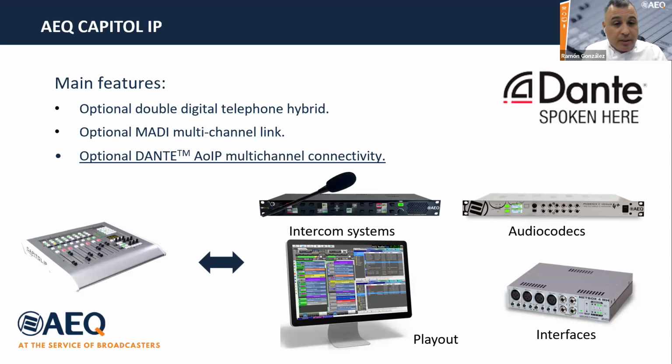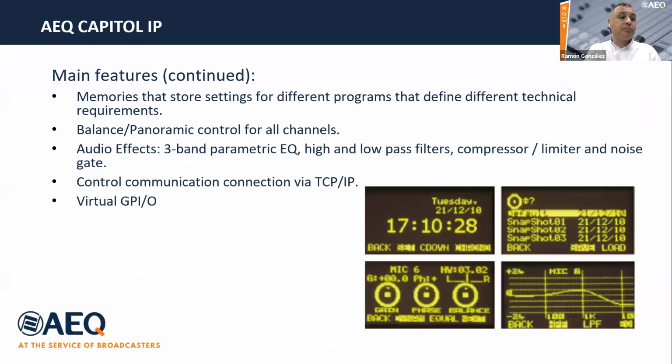But I want to mention something special, that because of Dante, the Capital IP could be integrated into other environments or other systems. For example, intercom system, audio codecs using Dante, playout system as well that can receive audio over IP through Dante. And finally, very important, Dante interfaces in order to expand input and output for Capital IP. So the engine comes with fixed input and output, but you can expand input and output using Dante interfaces.